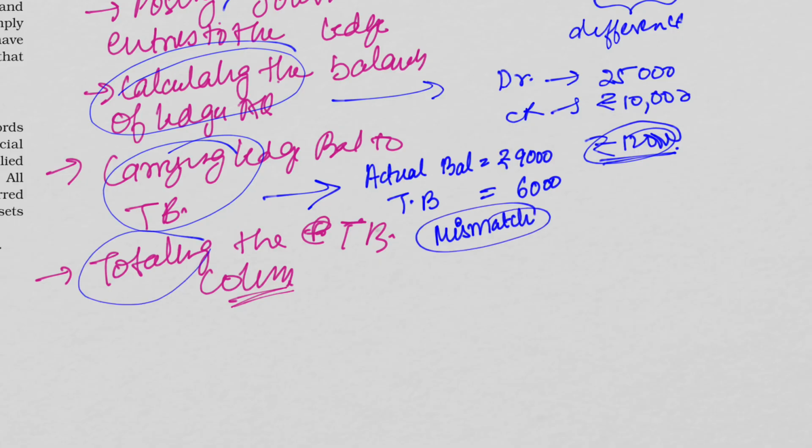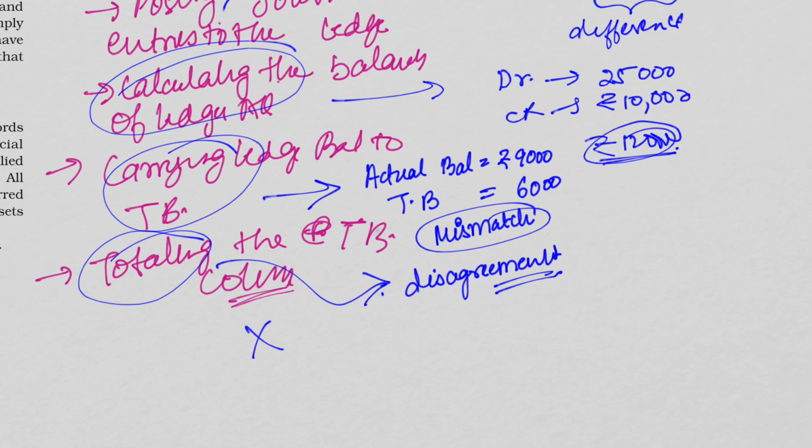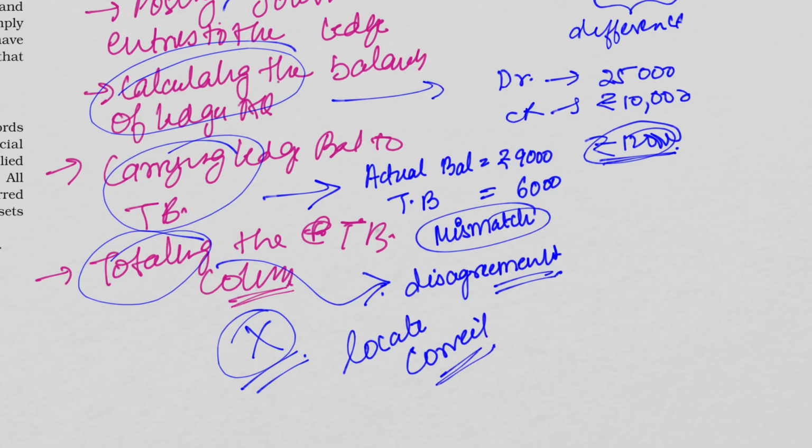Then we have error in totaling of the trial balance. Sometimes the accountant may incorrectly total the debit or the credit column. This leads to a disagreement of the trial balance. Therefore, whenever the trial balance does not tally, the accountant must carefully check the books to locate as well as correct the errors.